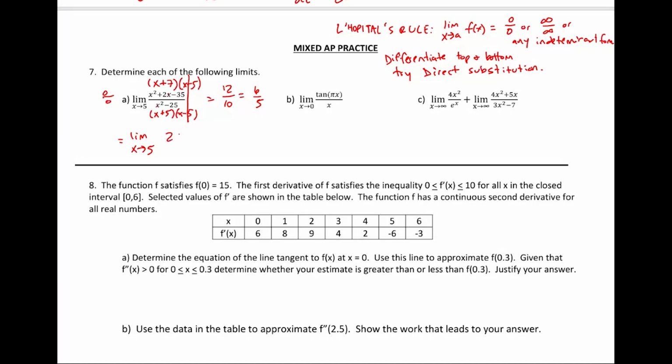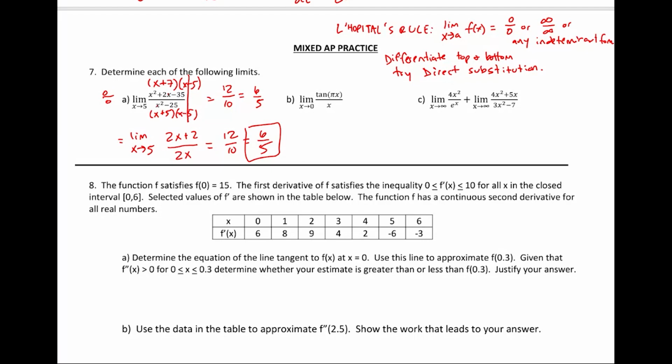So the top being 2x plus 2, the bottom being 2x, and now we can try direct substitution, and it turns out we still get 12 over 10. So you have this option of either doing it the old way that we learned before we even knew what derivatives were, but once we learned what derivatives were, we talked about how L'Hopital's rule can be a nice little shortcut for you.